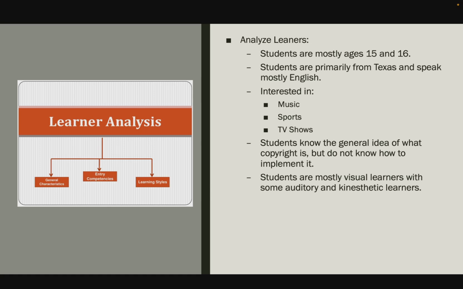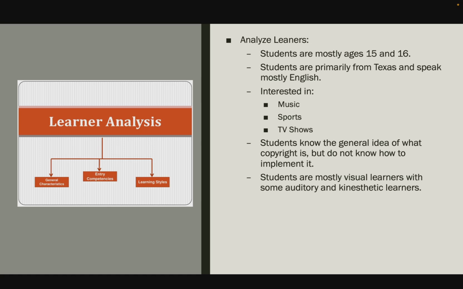Students mostly seem to know the general idea of what copyright is, but don't really know how to implement it or how to tell if they're using it correctly. They don't really know the difference between fair use and public domain. When we explained it, it seemed like they understood, so hopefully as they participate in an activity, they'll be able to demonstrate that they do understand it.